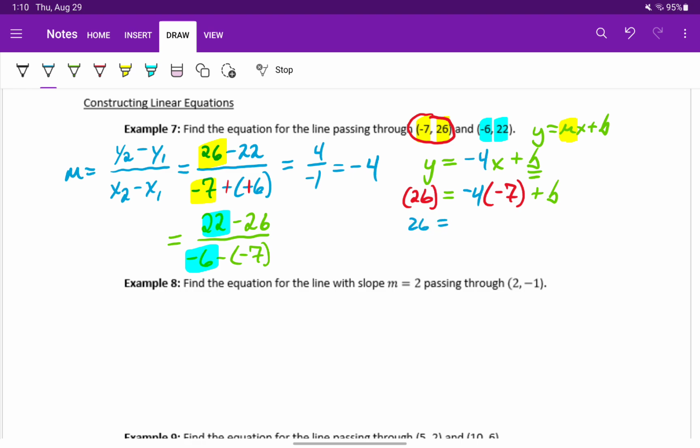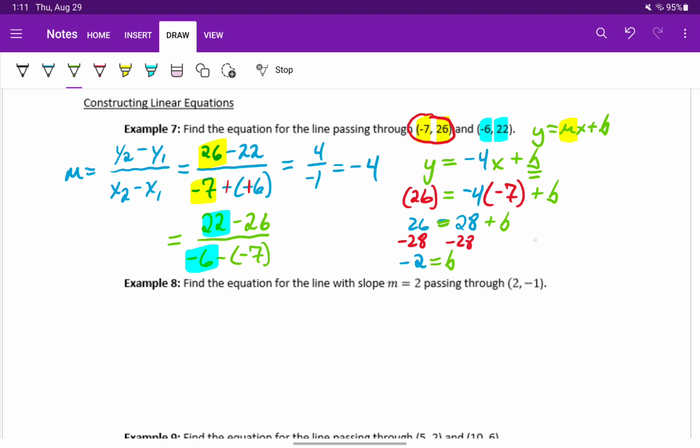This will give us 26 is equal to 28 plus b. To solve for b, we can move 28 to the other side by subtracting it from both sides. As long as we perform the same operation to both sides of an equation, we haven't changed the value of that equation, just the way that it looks. This will leave us with 26 minus 28, or negative 2, is equal to b.